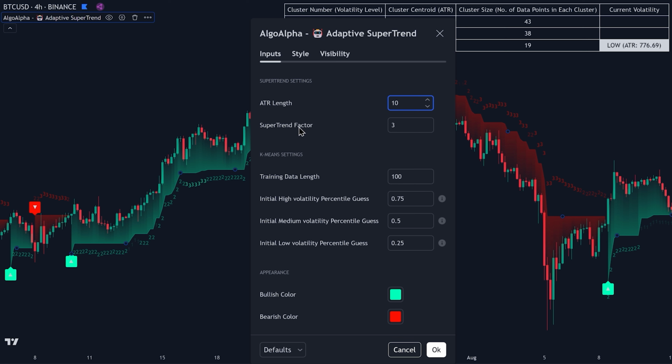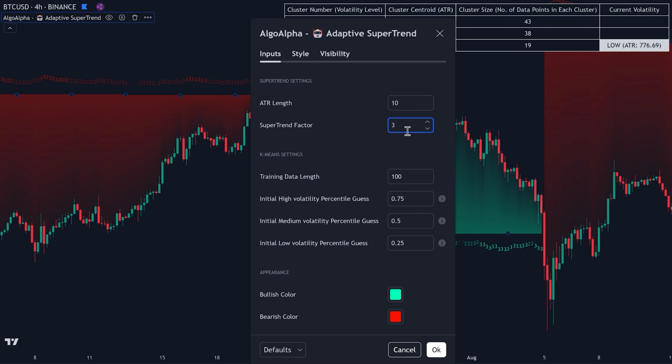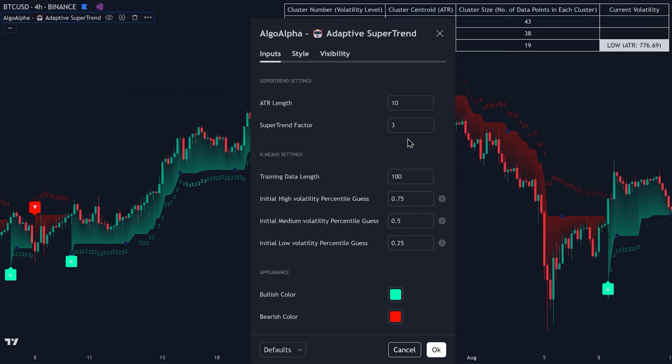Next, we have the SuperTrend factor. This controls how far the SuperTrend line will be from the price. A higher value makes the indicator less sensitive, creating wider trend channels, while a lower value makes it more responsive to price changes. The default setting is 3, which strikes a balance between detecting long and short-term market trends.